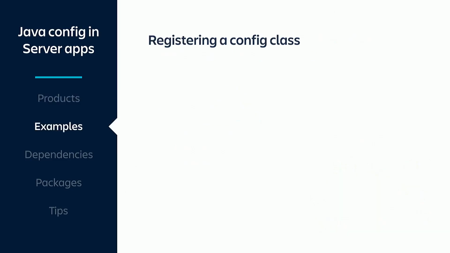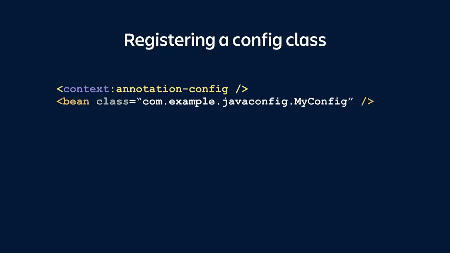So here's how you would actually register one of those config classes if you're writing a P2 app. There's two ways. The first one is to provide this pair of elements. Context annotation config turns on the bean post processors that are necessary for Java config to actually work. And then you just define your config classes as anonymous beans. So there's no bean ID here. You just say to Spring, I want that to be a bean. And it'll look at it and go, oh, that's annotated with that configuration, I'm going to use that to get more bean definitions. You can list as many of these bean tags as you like, or you can just list one master one and have it import all the other ones.